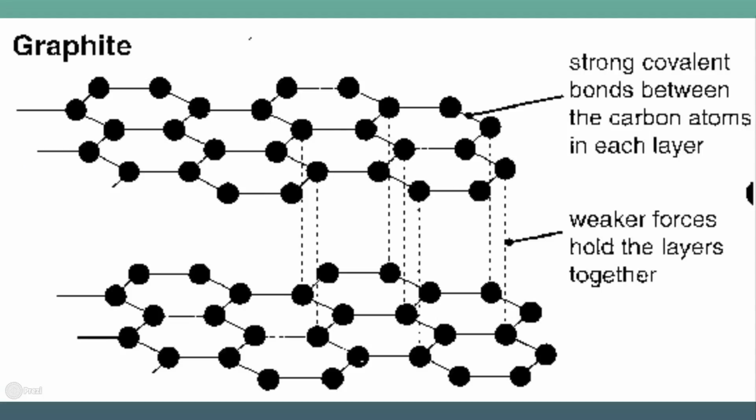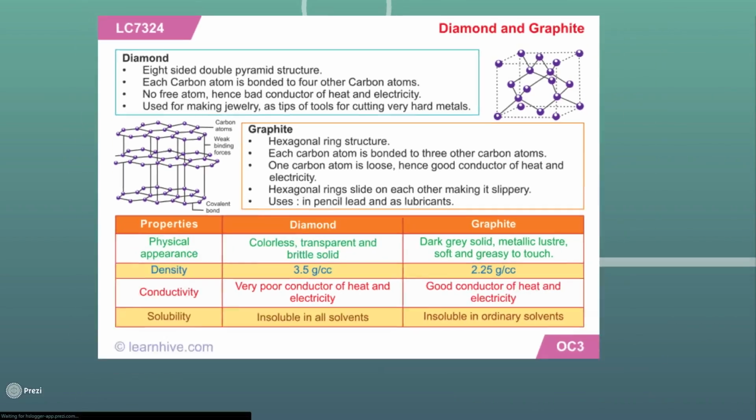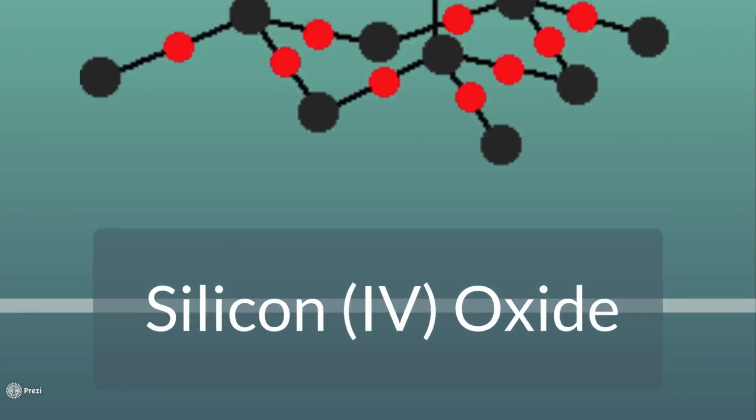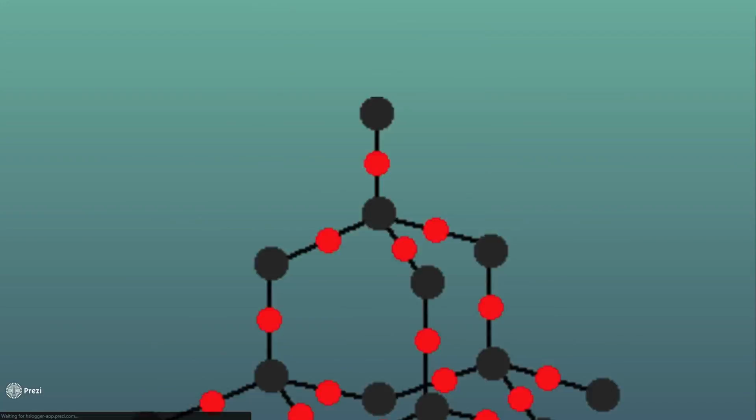A diamond has a giant tetrahedral structure that allows it to have a very high melting and boiling point, and it also does not conduct electricity. Silicon(IV) oxide is also another example of a macromolecular structure that has a giant tetrahedral structure.